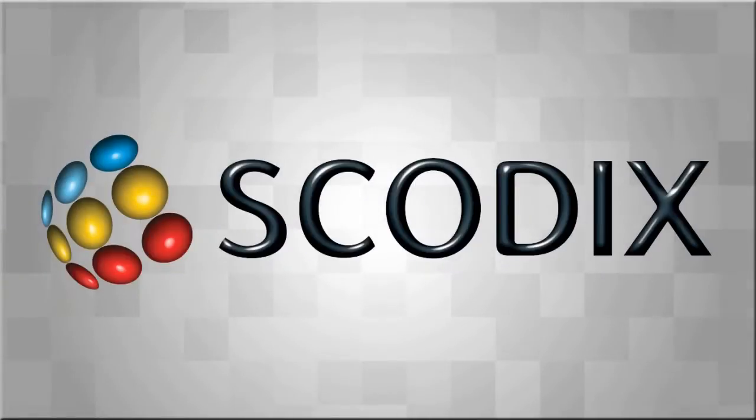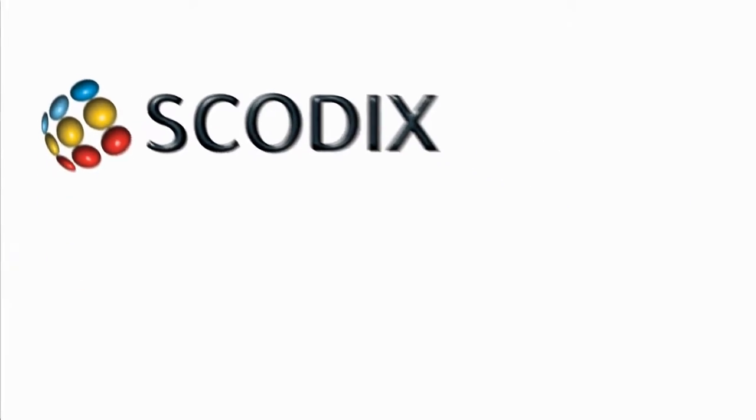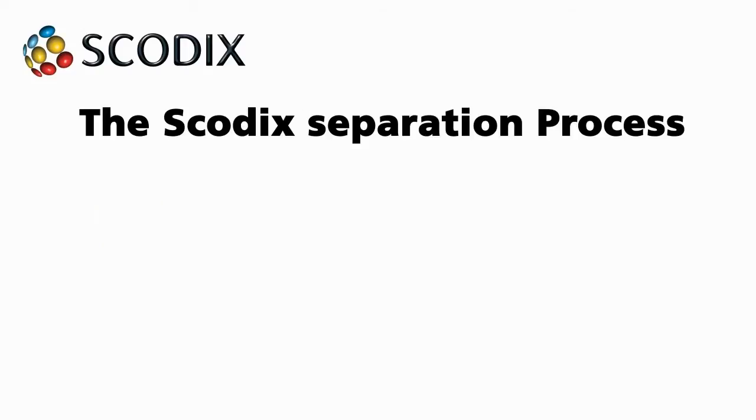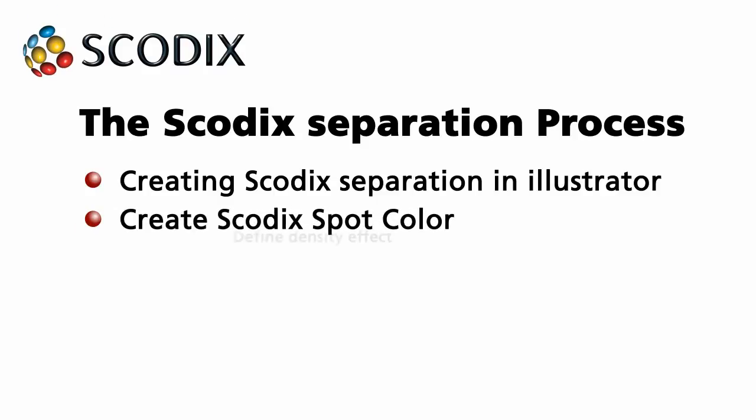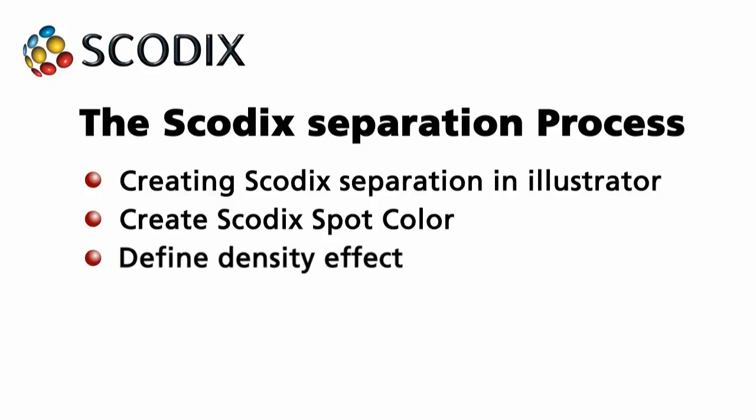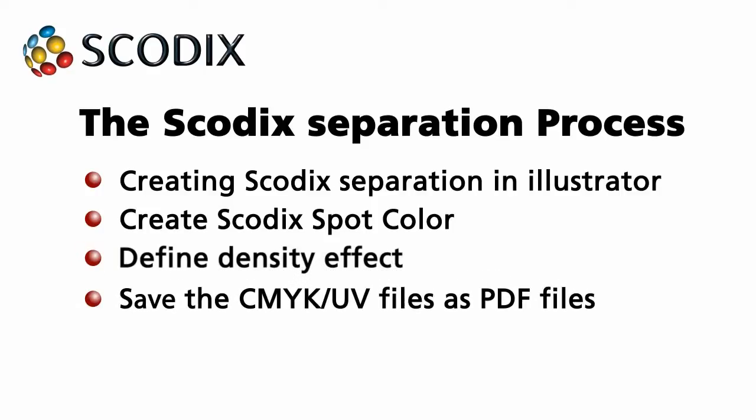By the end of this tutorial, you will know how to create basic printing files for the Scodix press. This process contains 4 simple steps: creating Scodix separation in Adobe Illustrator, creating a Scodix spot color, defining a density effect, saving the CMYK UV layers as PDF files for the Scodix press.